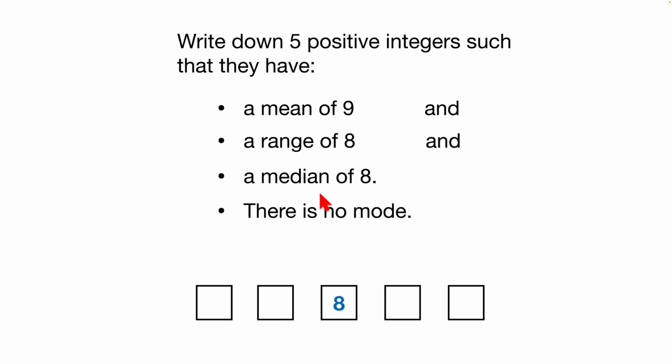A median of 8. Good. The range is 8. Okay. The mean is 9 now. There's 5 numbers, so the total is 45. Again, there is no mode. All these numbers have to be different. The mean is higher than this number here, so I do not want these to be too small.